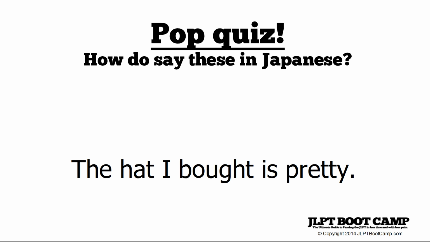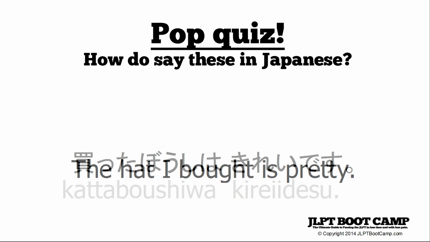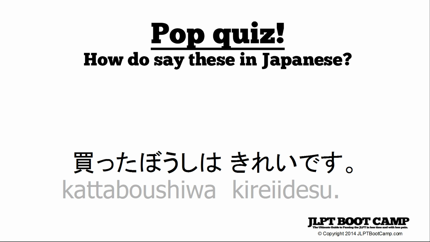And in Japanese, that would be "kata boshi wa kirei desu." So kata is to buy, past tense: I bought. Boshi is hat, and wa is the topic marking particle, so we're talking about the hat. It's basically what that marks. And kire is pretty. And desu is the polite copula, basically linking kire with boshi.